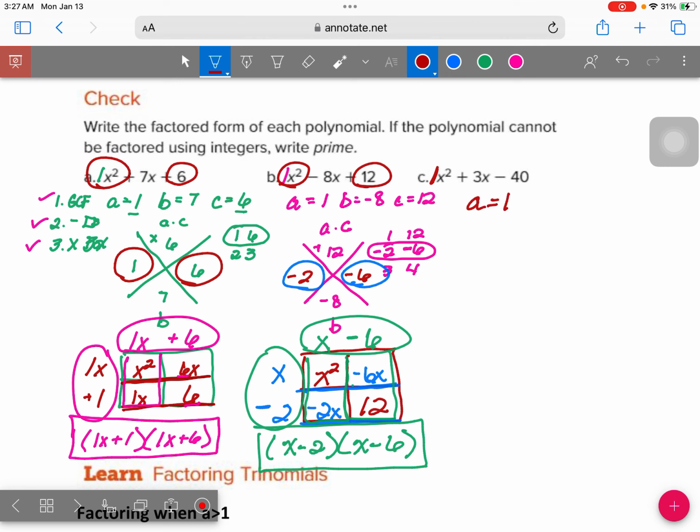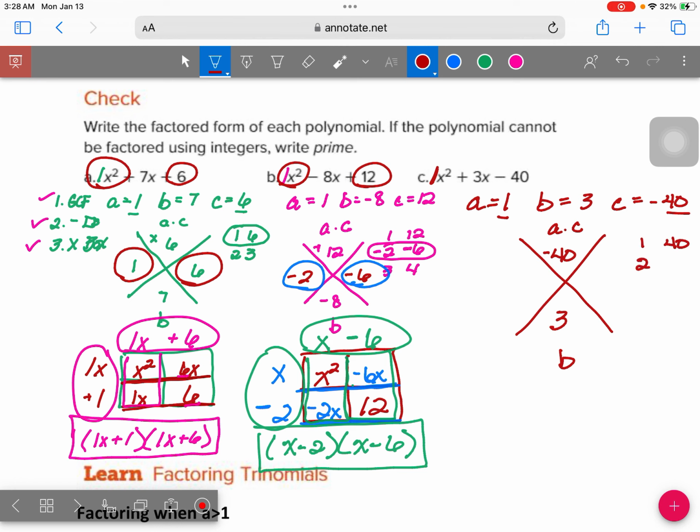So a is equal to 1, b is equal to 3, and c is equal to negative 40. So I need my x with a times c. A is 1, c is negative 40, and b on the bottom is 3. So I'm looking for factors of negative 40, which I'm just going to think 40 for a minute here. 2 and 20, 3, no, 4 and 10, 5 and 8, 6, no, 7, no.